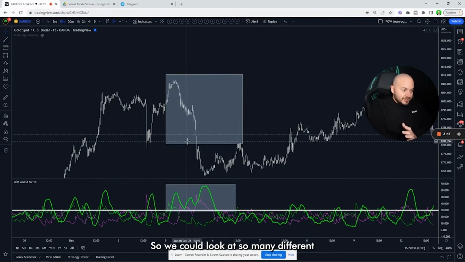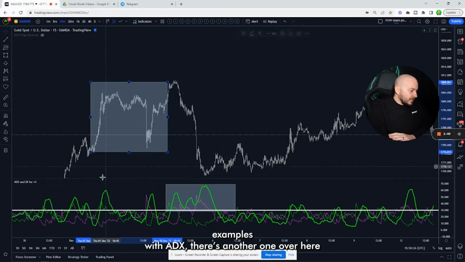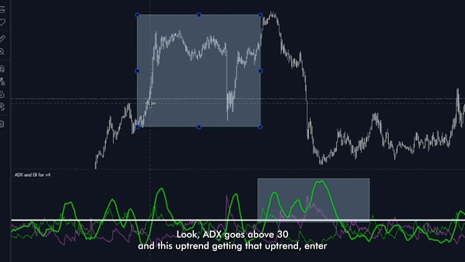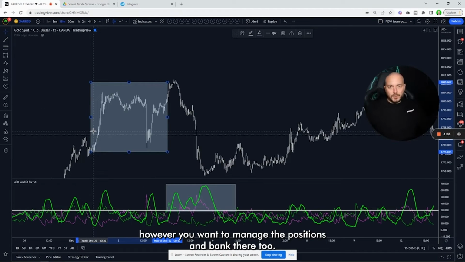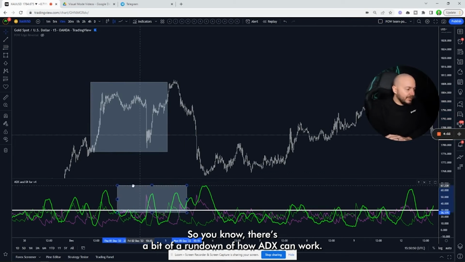So we could look at so many different examples with ADX. There's another one over here, look. ADX goes above 30 in this uptrend. Get in that uptrend, enter your lot size, take profit, however you want to manage the positions, and bank there too. So, there's a bit of a rundown with how ADX can work.